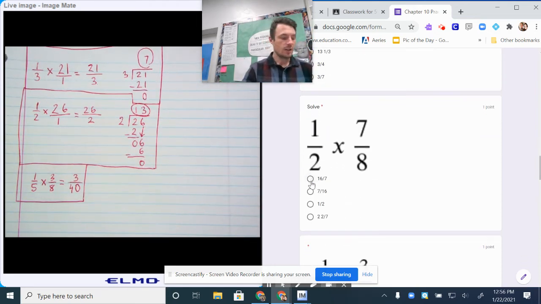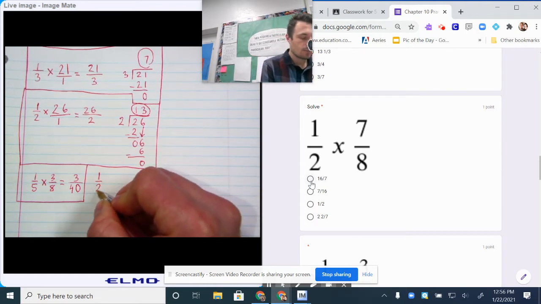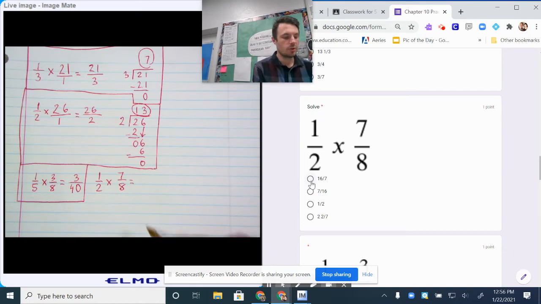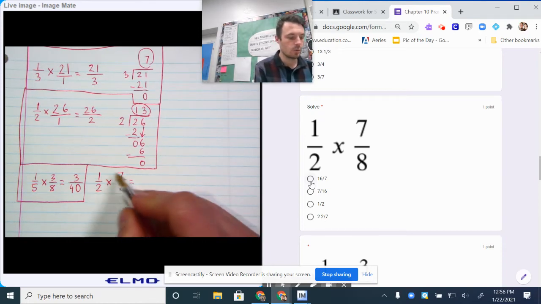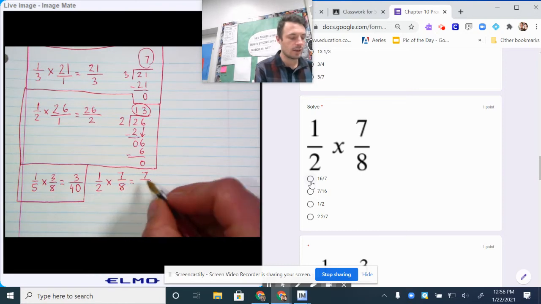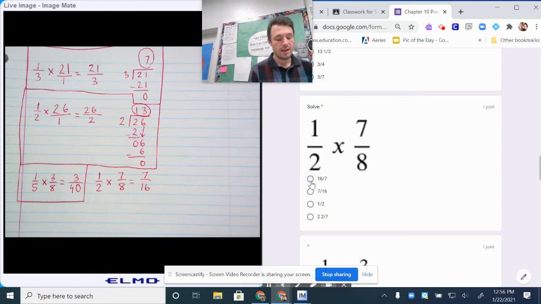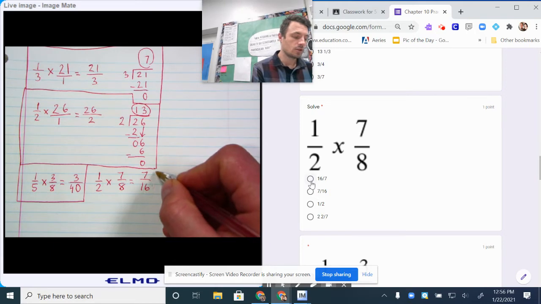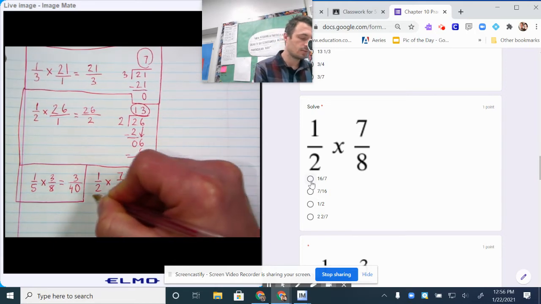Next, 1/2 times 7/8. Again, we just multiply our numerator times our numerator. 1 times 7 is 7, and our denominator times our denominator, 2 times 8 is 16. And we know 7/16 is already in simplest form because 7 is a prime number and it can't fit into 16. So the answer is 7/16.